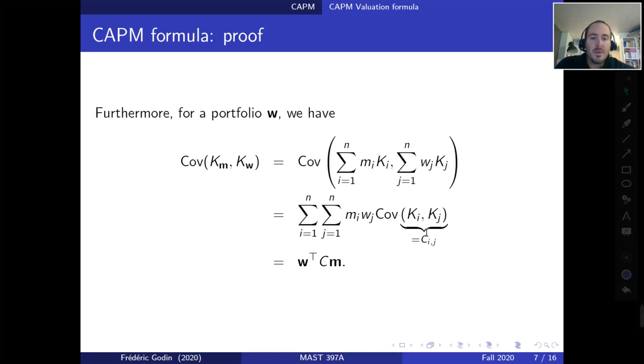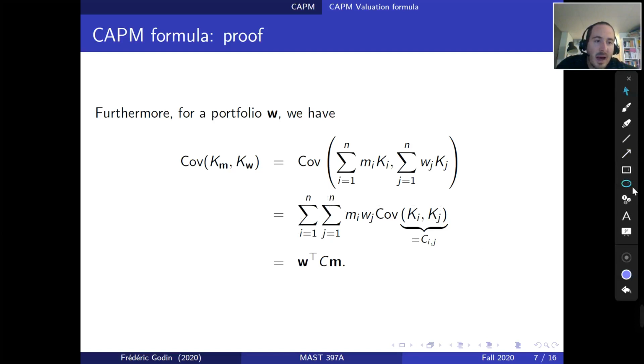Okay, so this is C_ij, the element in row i and column j of the covariance matrix. And here this is a quadratic form, so if you go back to the math primer slides, you can see that these kinds of quadratic forms can be expressed vectorially through the following equation.